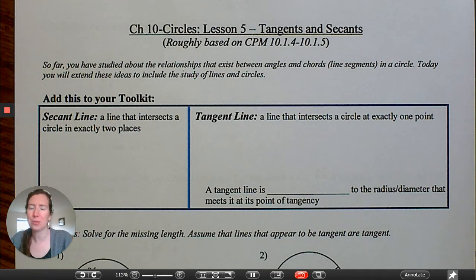Lines that go through circles. Now, it's not a chord, and it's not a diameter, and it's not a radius. They have a new, different name. So this is what you're going to add to your toolkit right off the bat.